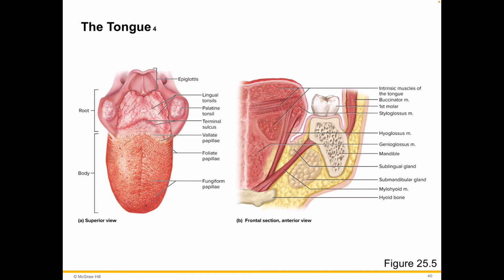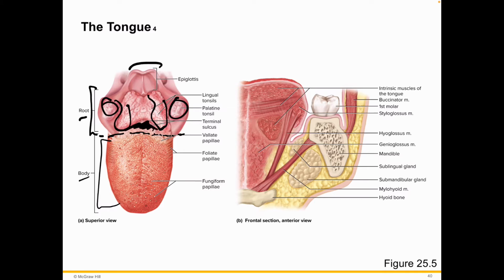So we talked a little bit before about the idea of the body and the root of the tongue, and here we see the body of the tongue, and then the little divide, you can literally see the topography change before we get to the root of the tongue. Back here is the epiglottis proper, the lingual tonsils are right down here, the palatine tonsils down here on the side. The terminal sulcus is that little dip that actually catches right here.